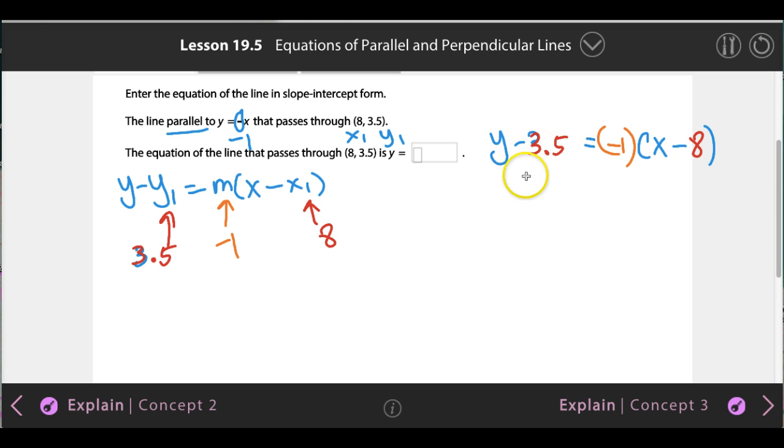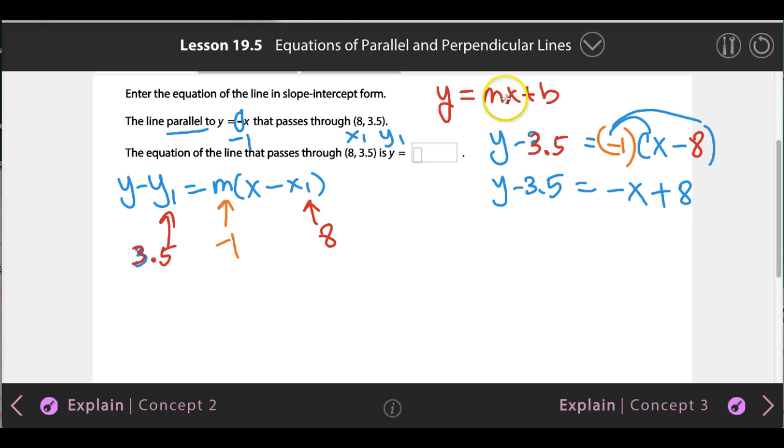Y minus 3.5, there's nothing we can do, so we keep it. Okay, over here though, we know we have to distribute. So negative 1 times x is negative x. Negative 1 times negative 8 is positive 8, right? So then from here, we know that our answer has to look like what? Yep, it has to look like the slope-intercept form.